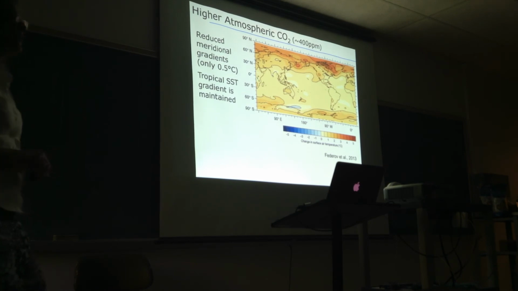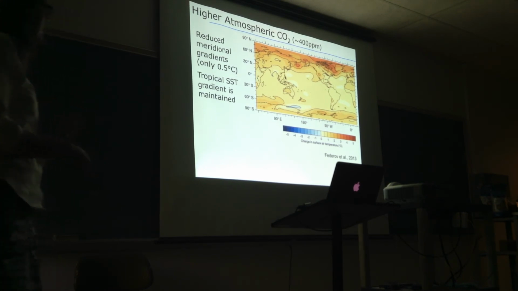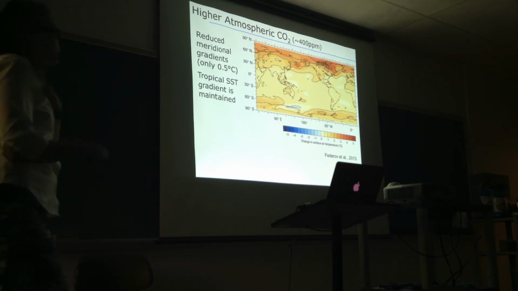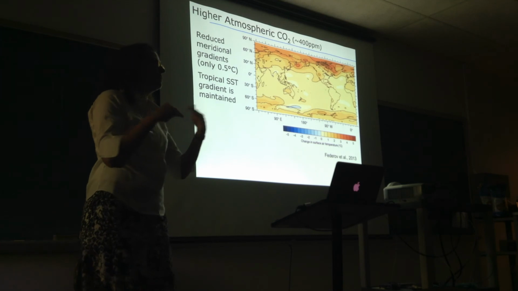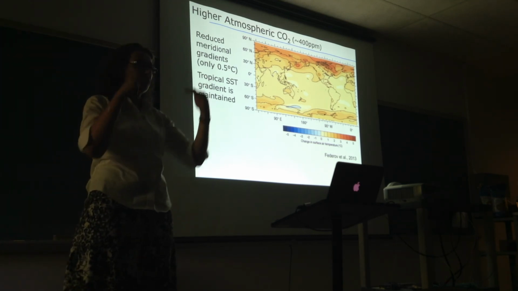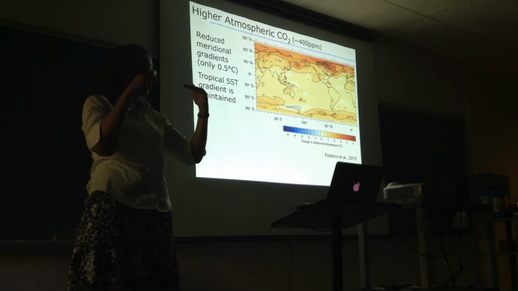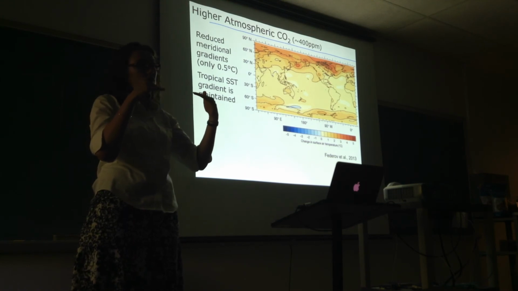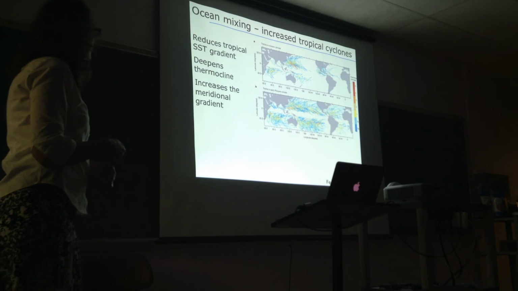Next, higher atmospheric CO2. If you run a model and you increase the CO2 forcing, you do get reduced meridional temperature gradients, but not that much. You get more warming at high latitudes, but it's not a huge amount. And then again, the tropical temperature gradient is maintained. If you increase CO2, the east and the west move in sync with each other. They both warm, which is not what we observe. That's why that warm pool is so critical, because it doesn't show any warming.